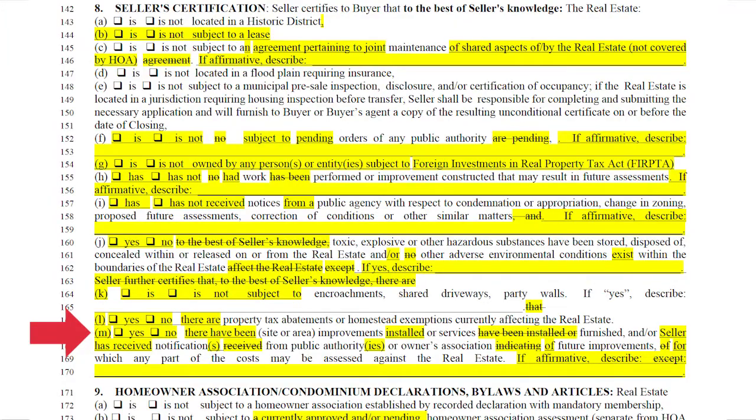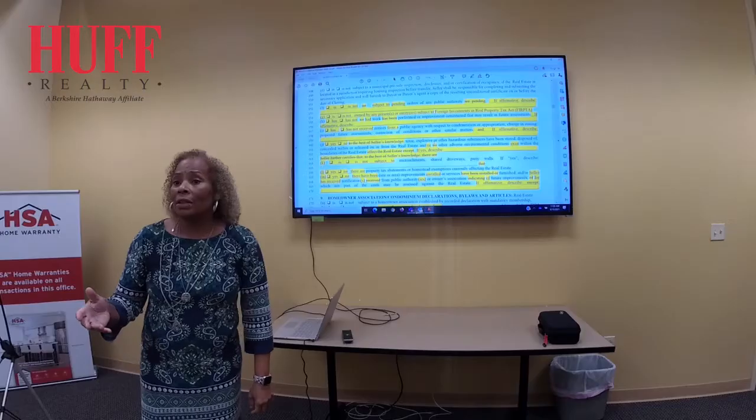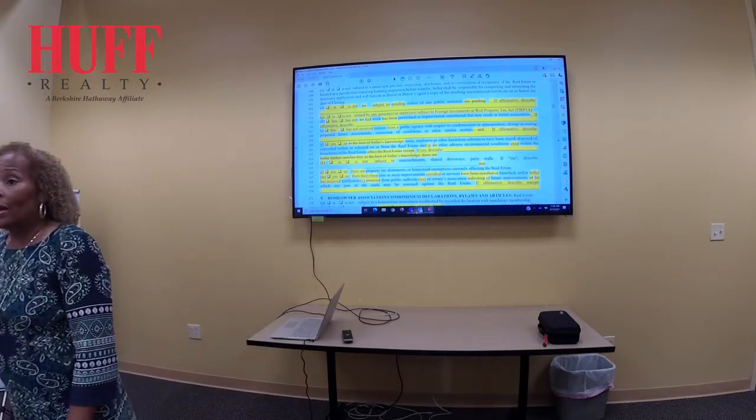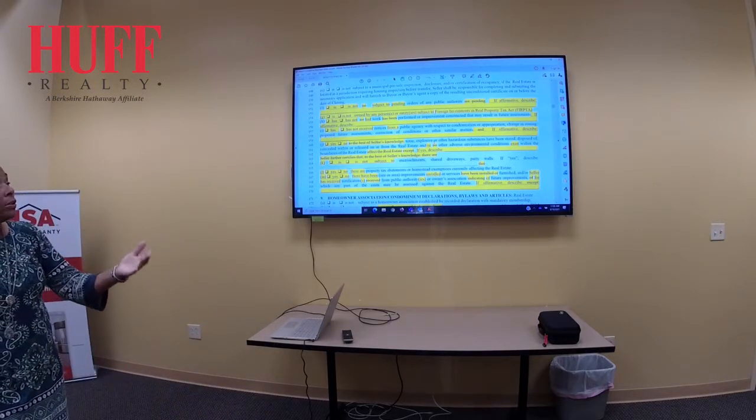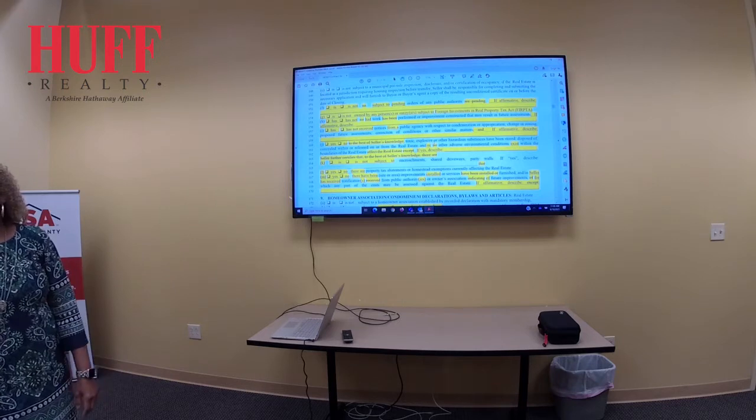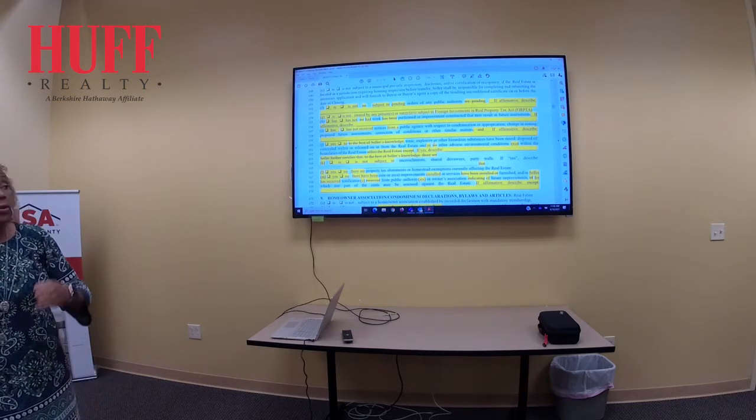So this one is yes or no to property assessments, and then yes or no, there have been improvements installed, furnished, and/or seller has received notification from public authorities or owner association of future improvements, which is part of the cost may be assessed against the real estate. So again, this should be disclosed on your property condition form relative to assessments that are coming. You're supposed to turn all that over.